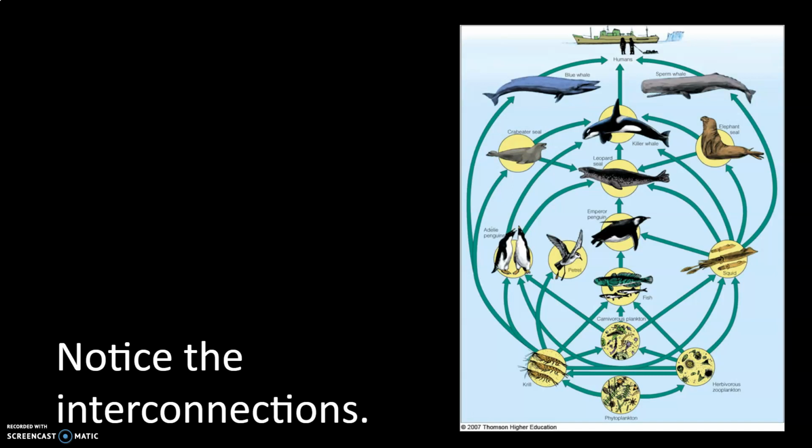Also notice the way the arrows are given. The arrow shows the direction of food energy moving towards. So, for example, that leopard seal is eating all the ones that have arrows going towards it, not the other way around.